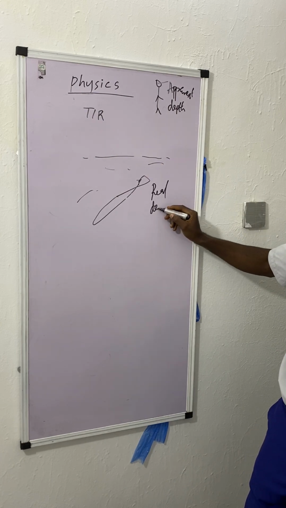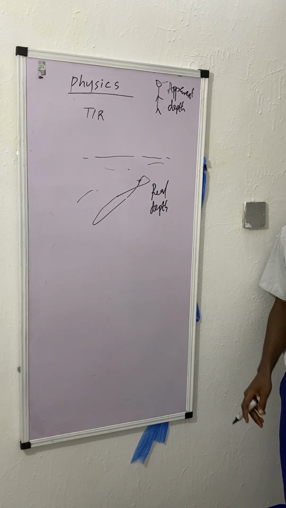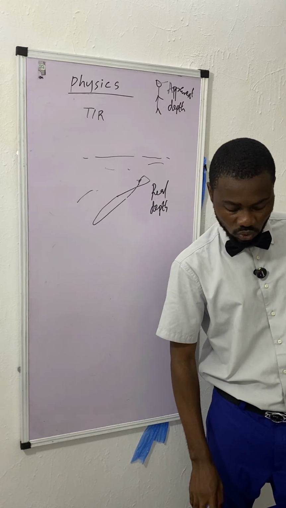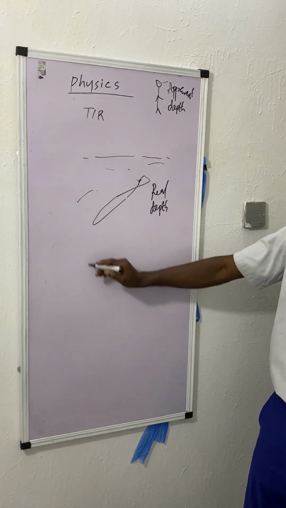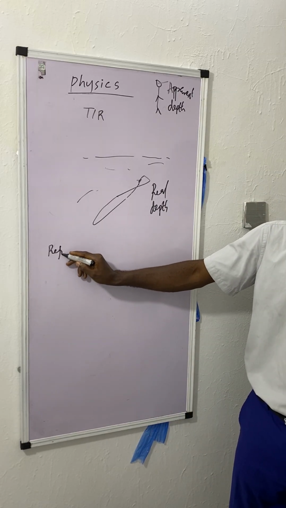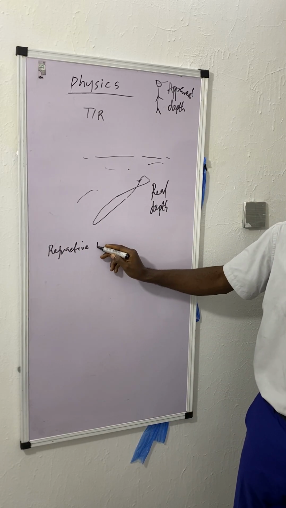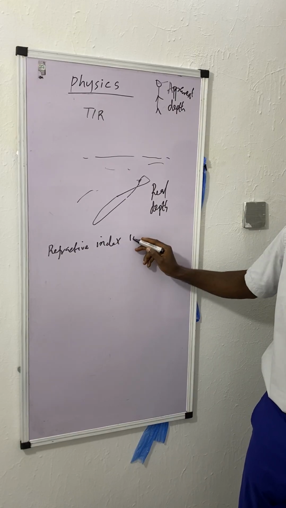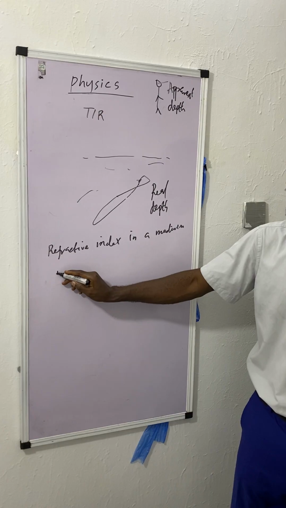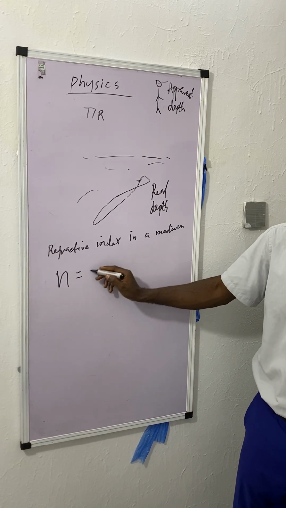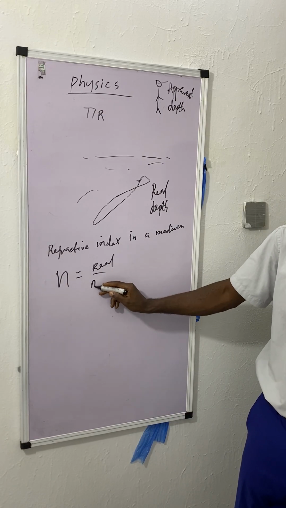So this gives us a formula. N is equal to real over apparent depth. Refractive index in a medium is equal to, this is the symbol, refractive index is equal to real depth over apparent depth.